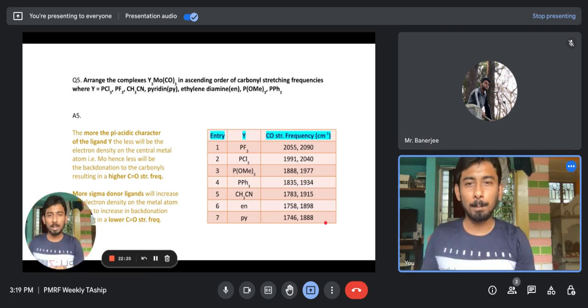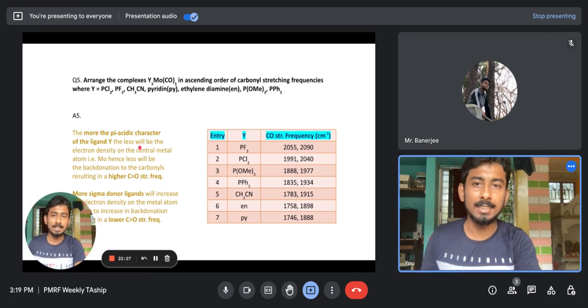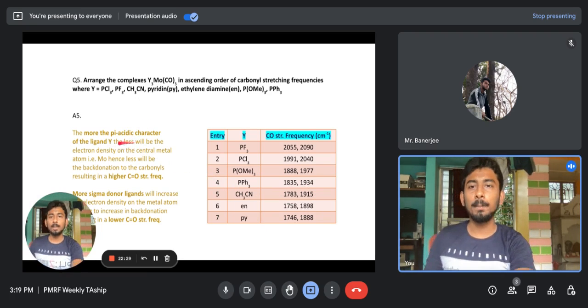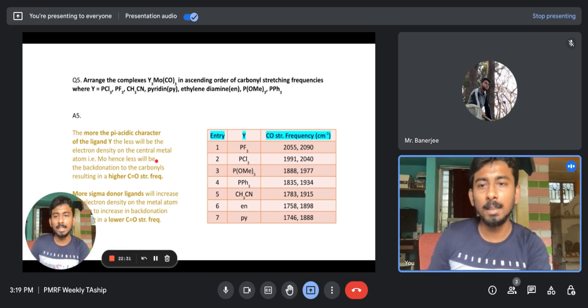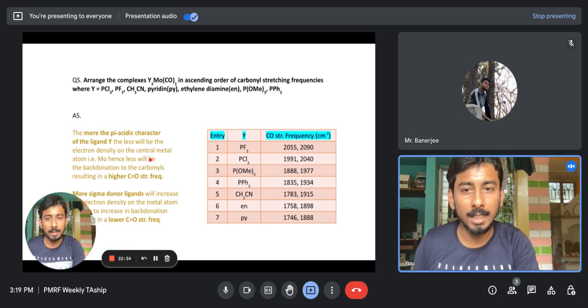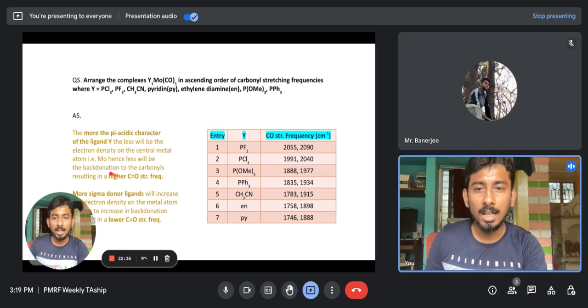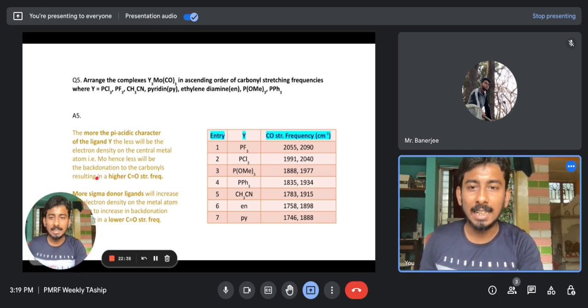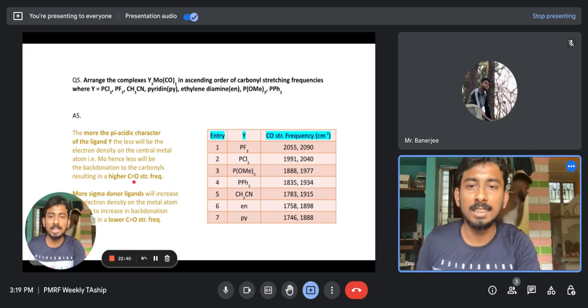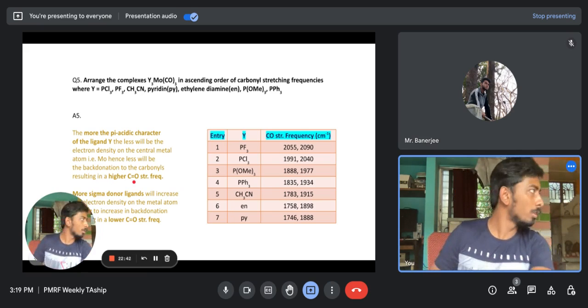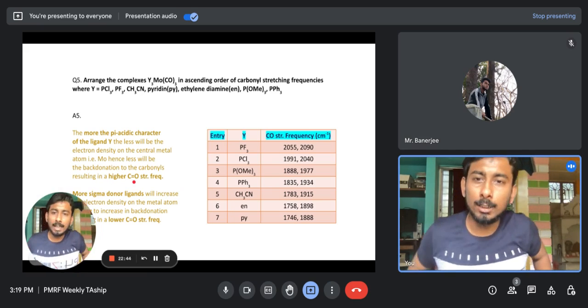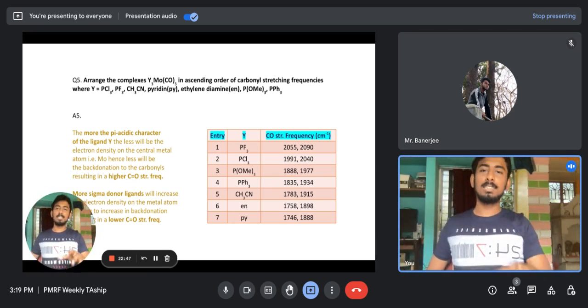The more the pi acidic character of the ligand, that is the ligand Y, the less will be the electron density on the central metal atom, that is molybdenum, Mo. Hence there will be less back donation to the carbonyls, resulting in a higher CO stretching frequency. So we can explain this system.